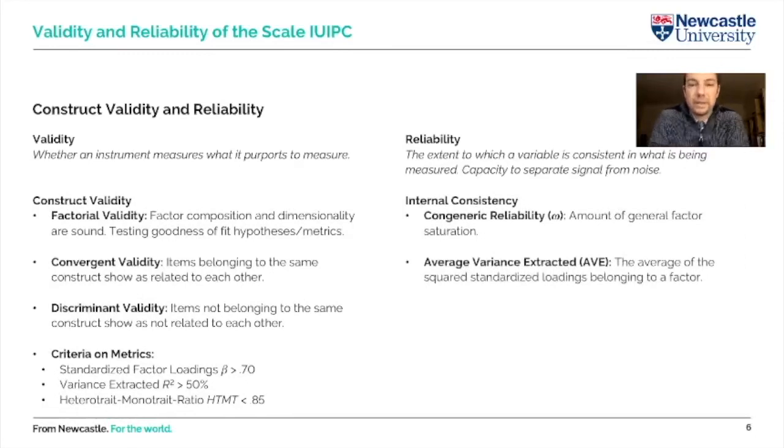Reliability for us means especially internal consistency, and one of the tools we're using for that is congeneric reliability omega, the amount of general factor saturation. We are also considering the average variance extracted, AVE, which is the average of the squared standardized loadings belonging to a factor. Now, for those, we are expecting that congeneric reliability omega is greater than or equal 0.70, and that the average variance extracted is greater than 50%.